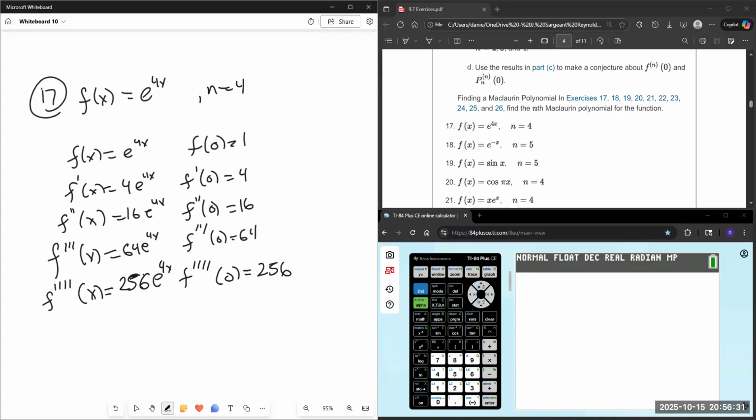And then to write that polynomial, we're going to write 1x to the 0 over 0 factorial plus 4x to the first over 1 factorial, plus 16x to the second over 2 factorial, plus 64x to the third over 3 factorial, plus 256x to the fourth over 4 factorial.